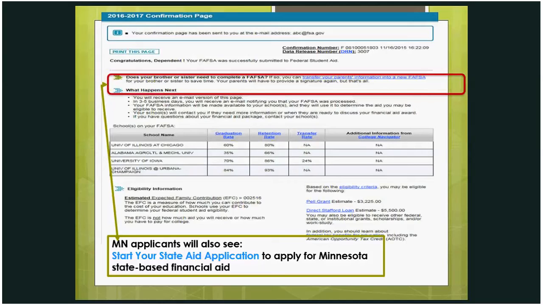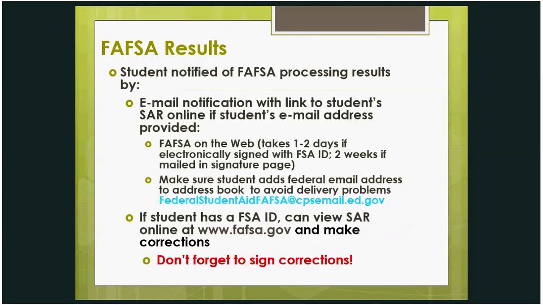It'll tell them a little bit of information about the colleges they selected when they listed colleges in that section. It will tell them their EFC, what their Pell Grant amount should be, the kind of Stafford loan eligibility they may have. And so a lot of useful information on that page. And then they'll get, in a few days, an email with a link to their output document, the student aid report.